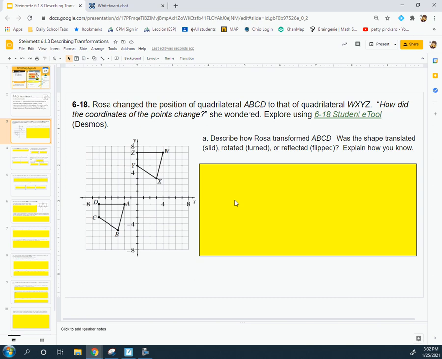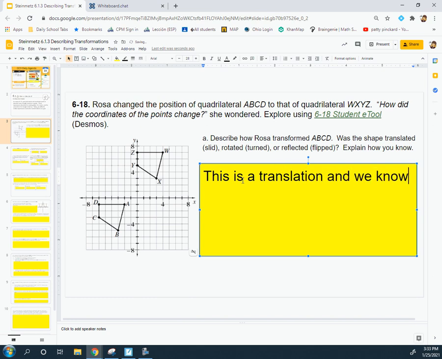So the first question says, Rosa changed the position of quadrilateral ABCD, this one right here, to that of quadrilateral WXYZ. How did the coordinates of the points change, she wondered. It says, describe how Rosa transformed it. Was the shape translated, slid, rotated, turned, or reflected? Explain how you know. So this is a translation.